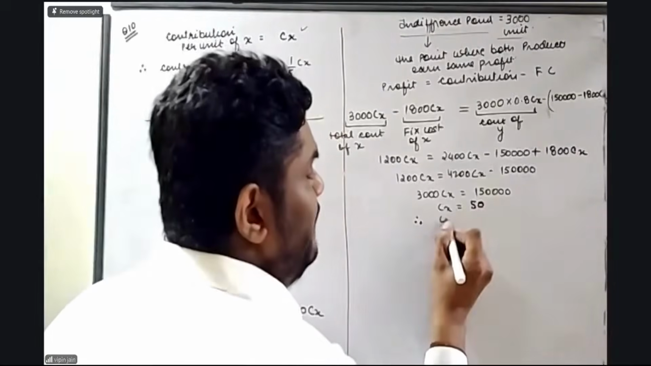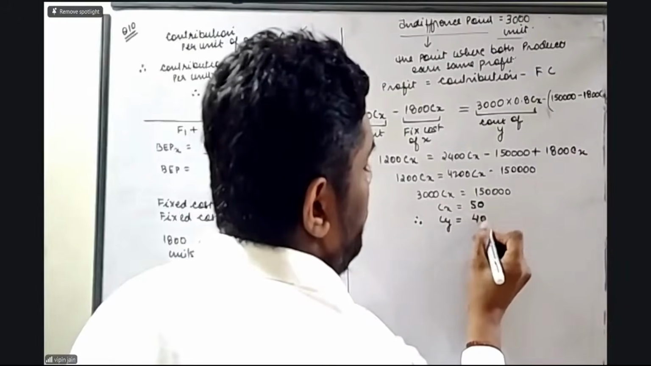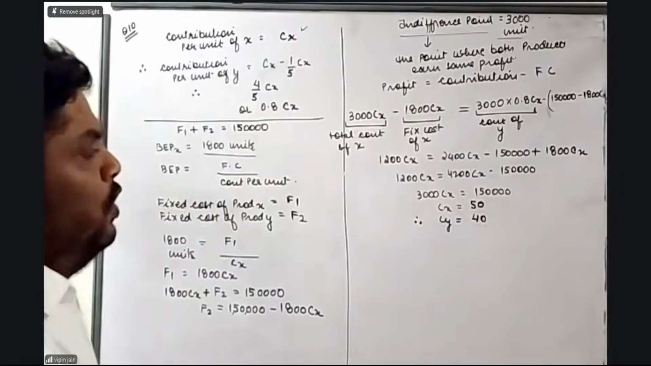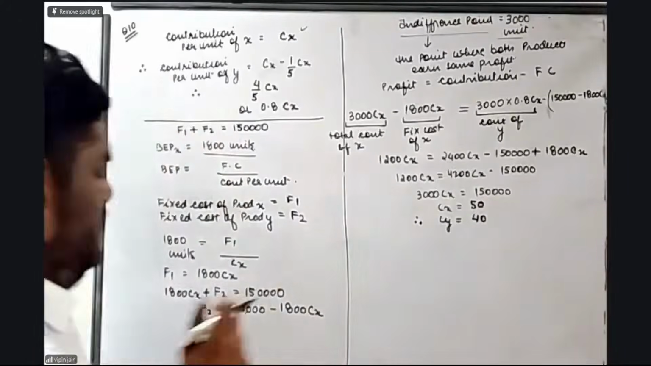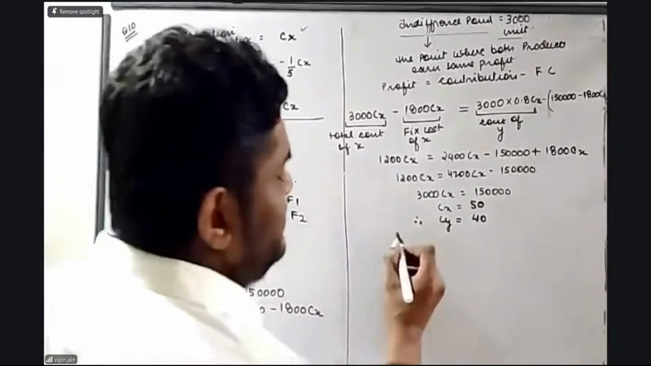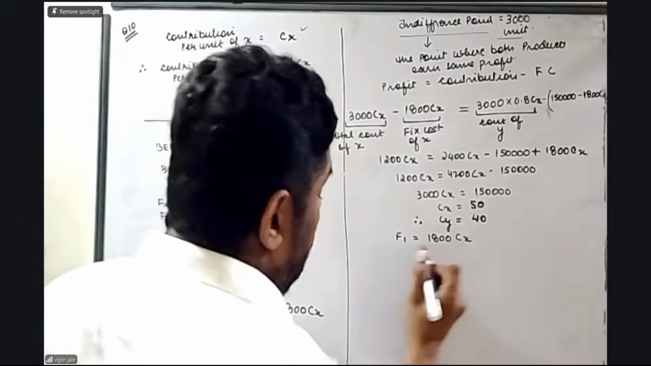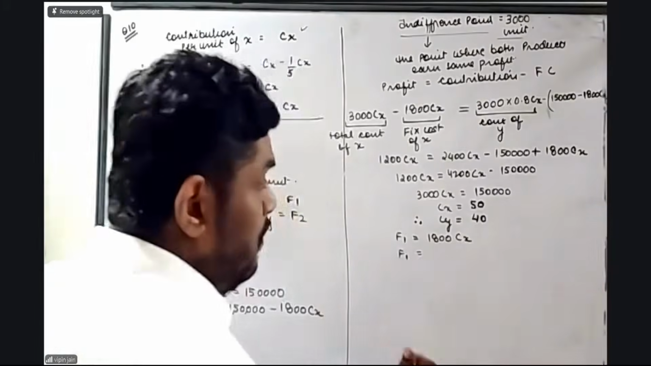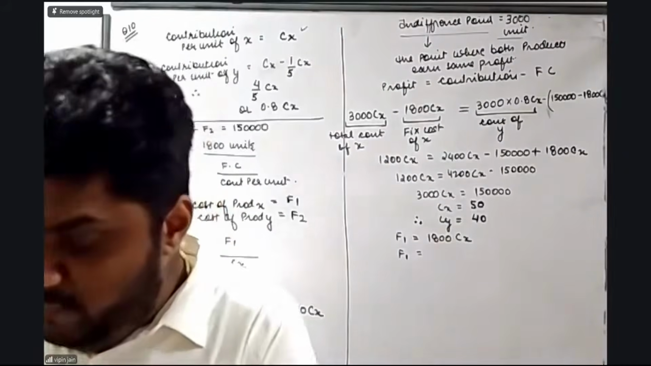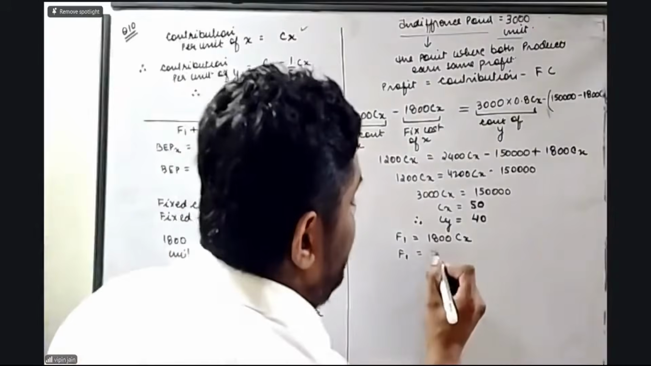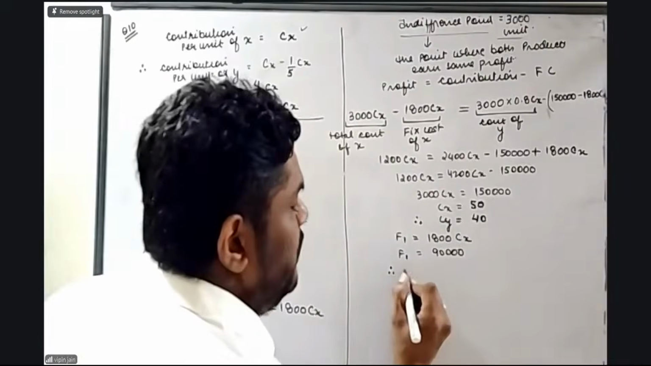Therefore, contribution of Y will be how much? 0.8 of Cx. So that will be 40. So once the contribution of X and Y is calculated, we can easily calculate F1. See, here F1 is equals to 1800 Cx. So 1800 into 50. So fixed cost of X will be how much? 90,000.